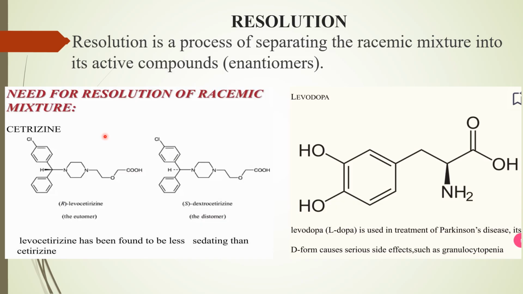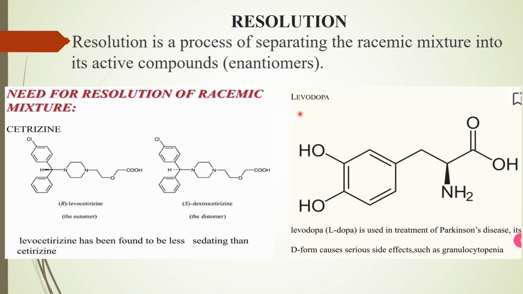First one is cetirizine. Cetirizine is a drug and it is used for sedation. So it exists as two forms, R form and S form. Cetirizine is an optically active compound. So the levocetirizine has been found to be less sedating than cetirizine, than the dextroisomer.